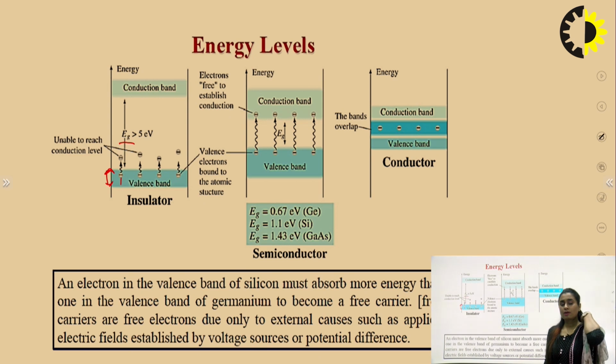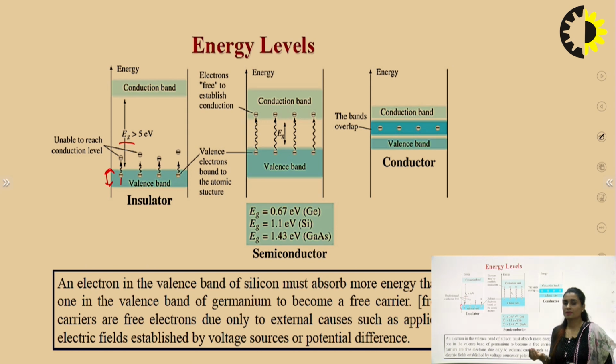Now let's talk about conductors. Conductors are good conductors of electricity. There is always flow of current. They do not resist current. What does that mean? That means there are always free electrons present in the conduction band. In such a case, we consider the electrons present in the valence band are also available for conduction of electricity.